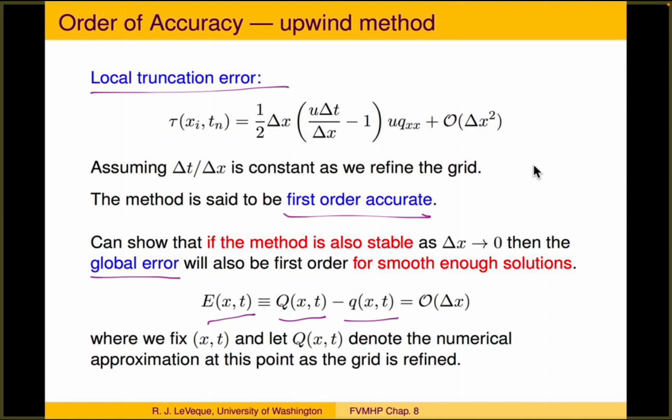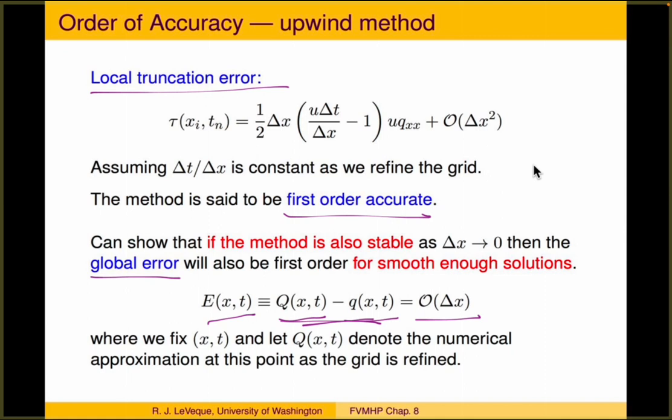So as we refine the grid, I'm not really precisely defining what this capital Q is, but it's a function that sort of represents our numerical solution, maybe piecewise constant in space and time on the grid that we are looking at. If we fix the point x,t and refine the grid, then the hope is that at any x,t point, the approximation that we have in the neighborhood of that point is converging to the true solution. And the hope is that the difference between those two, the global error at this particular point at some fixed time, will also be order delta t, or order delta x rather here.